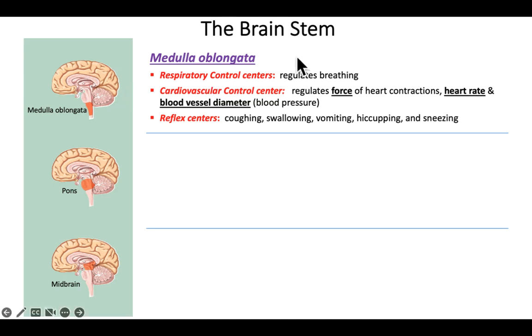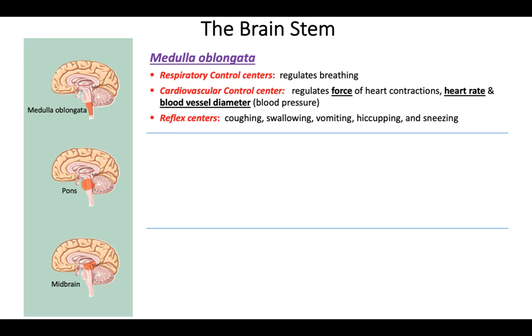So it's got control centers for breathing, and we'll revisit a lot of this stuff in A&P 2. So a lot of what we learn in the nervous system is going to spill over into A&P 2 because the nervous system controls all these organs that we learn about in A&P 2. So in order to breathe faster, slower, we use control centers in the medulla oblongata.